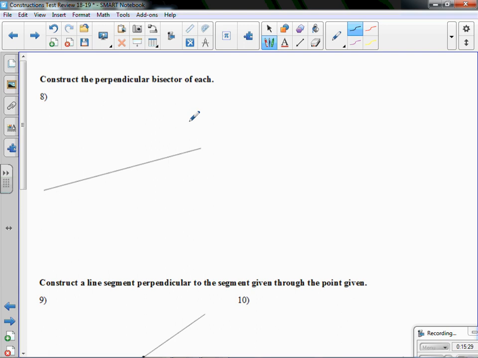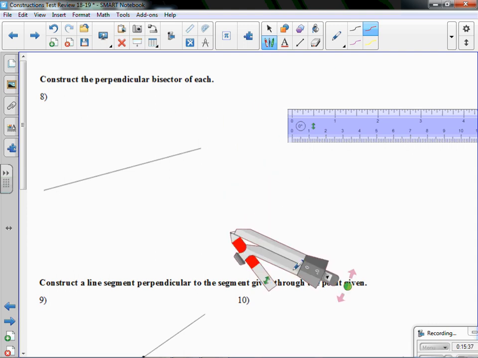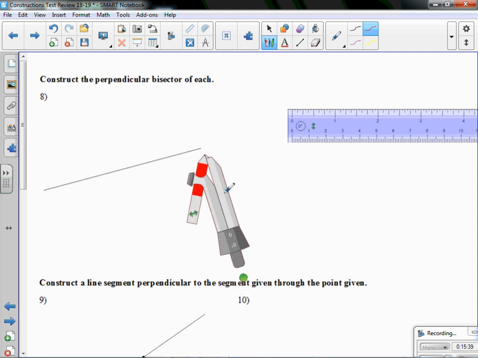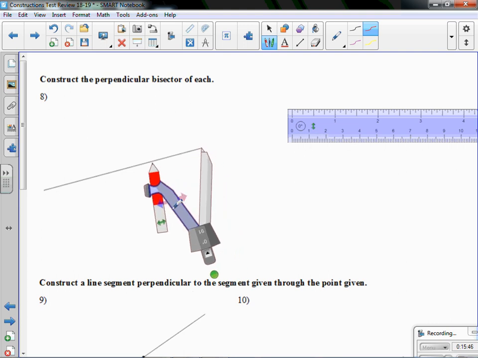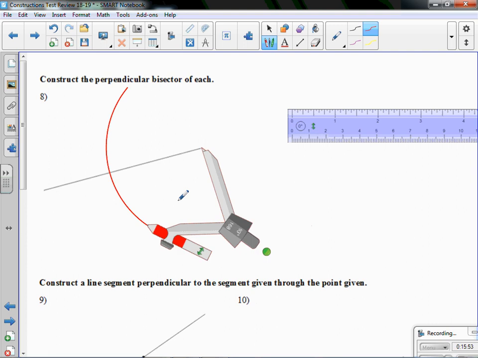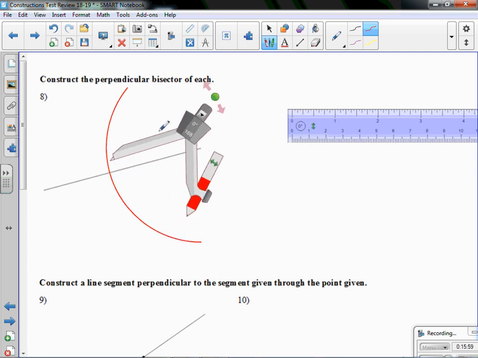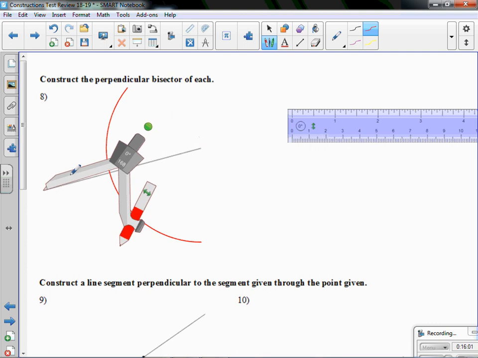Alright, number 8, construct a perpendicular bisector. So we're going to start off, take our compass, put the point at one of the endpoints. Extend it out, make sure it's open more than half the distance from that endpoint to the other endpoint. We're going to make an arc that goes above and below the segment. And with the same compass setting, so don't adjust your compass, we're coming over to the other endpoint. Put the point of our compass on that endpoint.